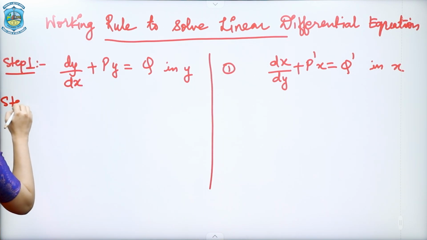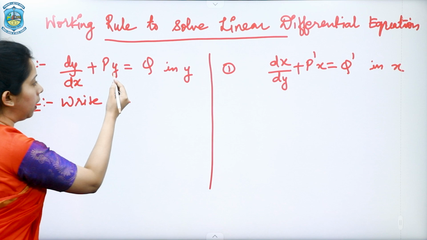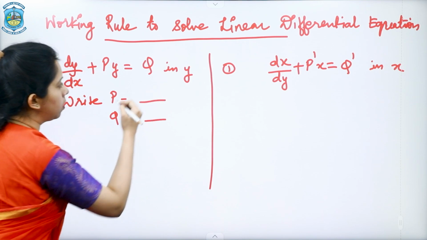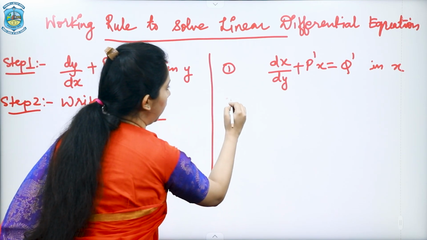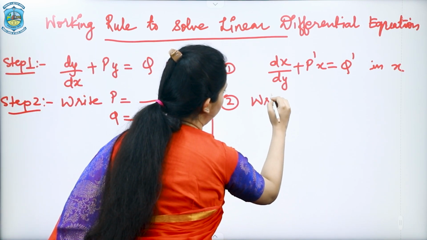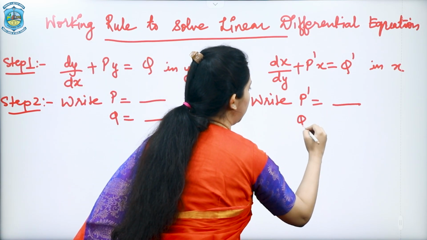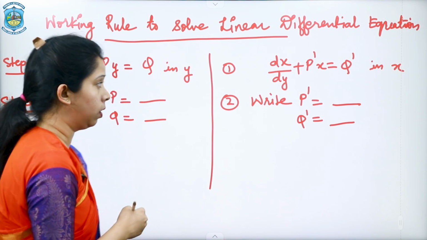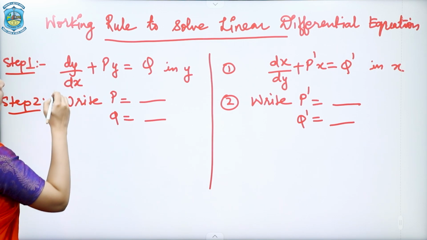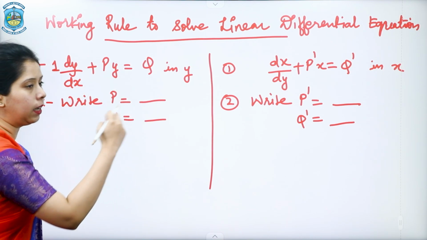Now, in step number 2, we have to write the value of p and q. In this particular equation, p is the coefficient of y and q is the RHS of the given differential equation. Similarly, in this form, p dash will be the coefficient of x and q dash will be the right hand side of the given differential equation. So, the first step is to write the given differential equation in its standard form. One more thing you have to keep in mind is that the coefficient of dy by dx should be 1 in both the cases.